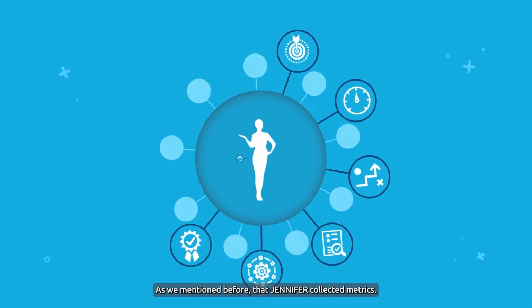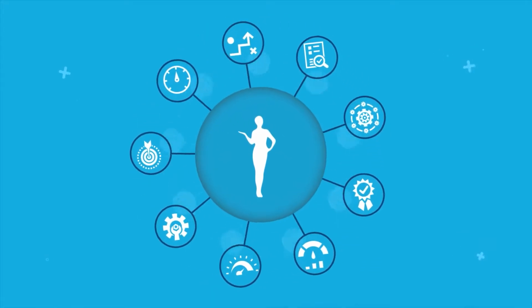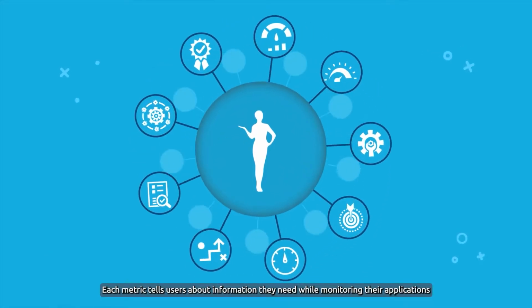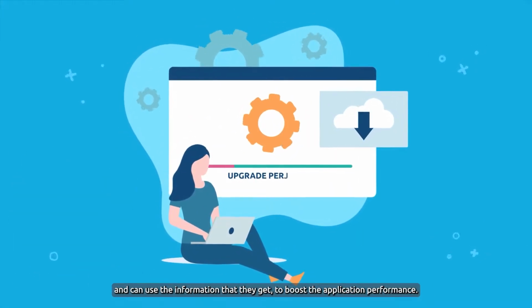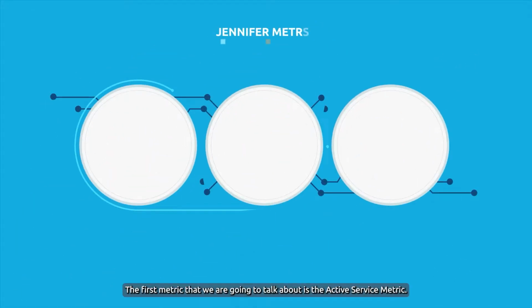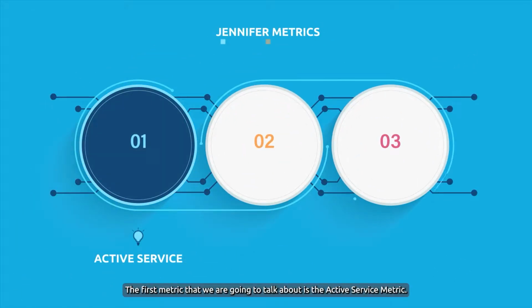As we mentioned before, the Jennifer collected metrics. Each metric tells users about information they need while monitoring their applications and can use the information that they get to boost the application performance. The first metric that we are going to talk about is the active service metric.